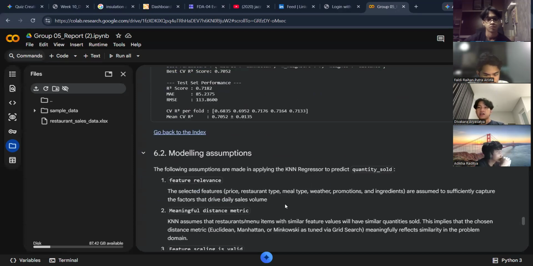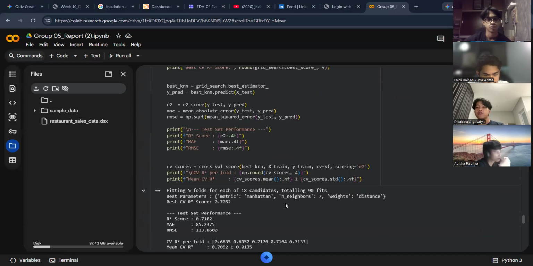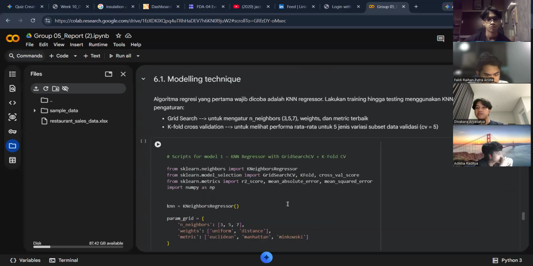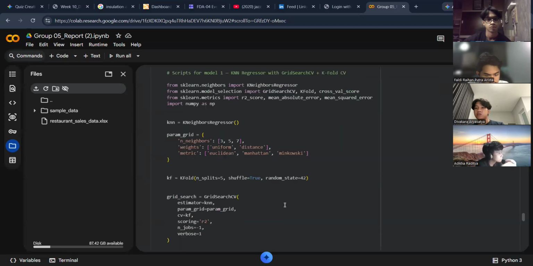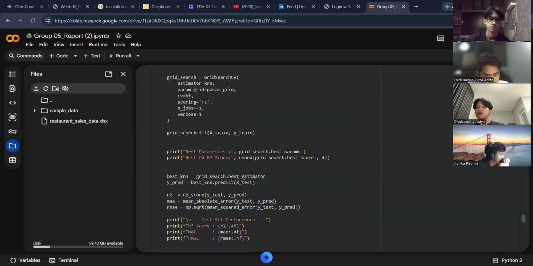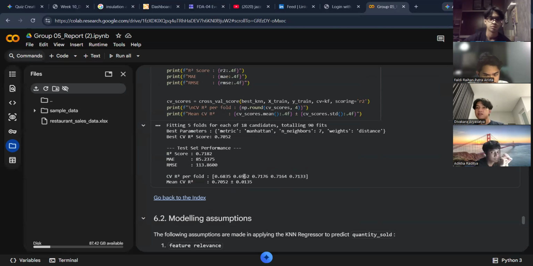And here you can see that for the first model, the parameters tuned are number of neighbors, which are 3, 5, and 7, weights, which are uniform and distance, and metrics, which are Euclidean, Manhattan, and Minkowski, with best parameters of metric Manhattan, number of neighbors 7, weights distance.